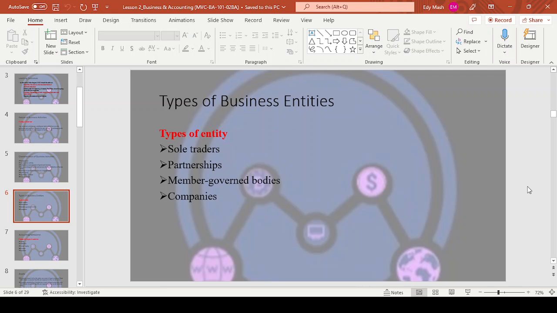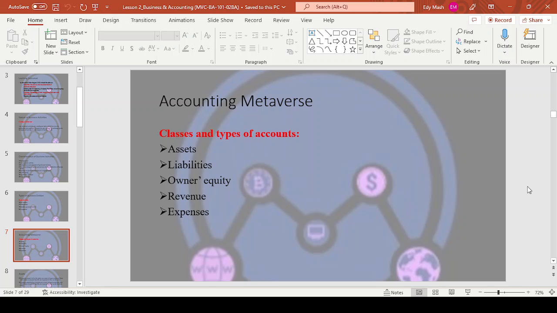All right, so we move. Now in accounting, there are classes and types of accounts. We call this the accounting metaverse. There are assets, liabilities, owner's equity, revenue, expenses. Finish. Only those 5 things. That's accounting. You have finished accounting once you understand those 5 things. Because you're going to notice these 5 things are the ones that matter.